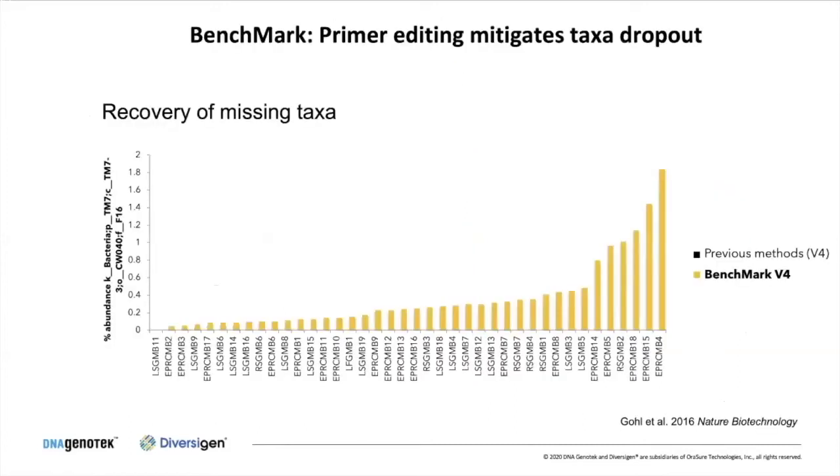So we've seen this with other taxa as well. This is an example from a primate microbiome study where there's this particular TM7 taxa that also has a mismatch to the V4 amplification primers that we recover specifically when we incorporate primer editing, incorporate these molecular optimizations into our 16S analysis pipeline. But this taxa completely drops out when not taking advantage of primer editing.